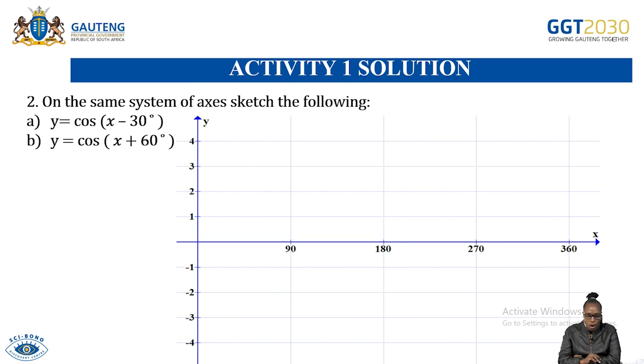Okay? We also have a cos graph. The cos graph is also shifting the very same way as you were shifting the sine graph. As long as you know your parent graph of cos, you are shifting the parent graph. How many units? 30 units to the right, because it says cos(x - 30). So I am shifting 30 units to the right. And when I say x + 60, I'm shifting how many units? I'm shifting 60 units to the left.